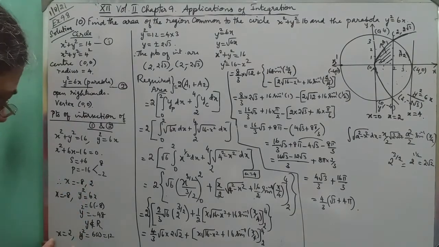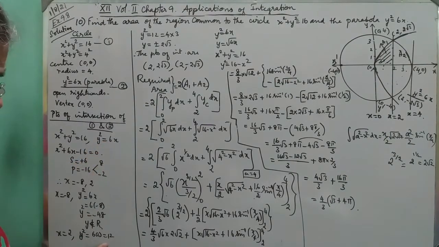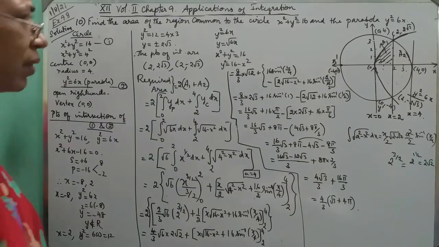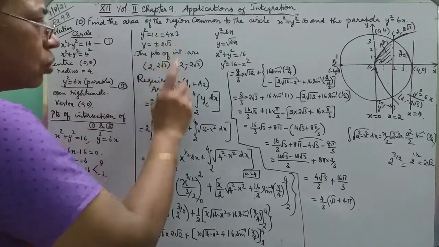Understand? So when x is equal to 2, what will be its y? So we can put here 6 into 2, 12. 12 is nothing but 4 into 3. Okay, 4 into 3, if you take root, we are having y is equal to plus or minus 2 root 3.